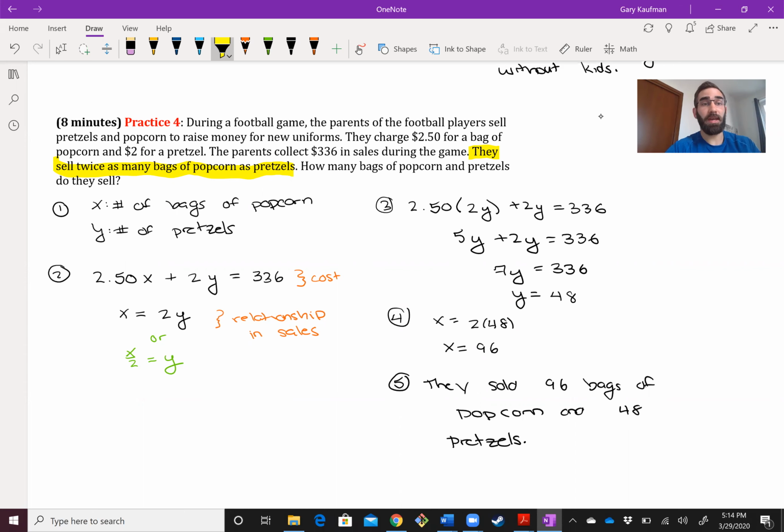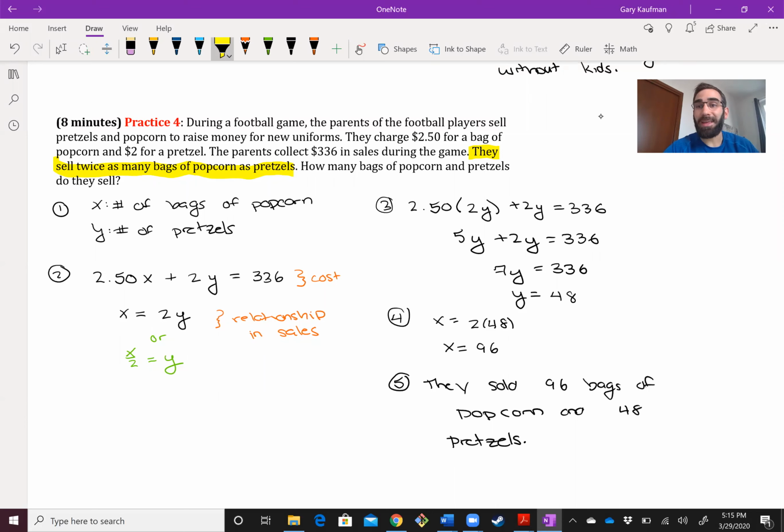Well, think about what's happening here. If they sell twice as many bags of popcorn, that means there has to be more popcorn. So that means we have to alter the pretzels by making them larger to get to popcorn, hence 2y, or go in the reverse, hence the green where I divided by 2. Then I used substitution. I used the black equation, and I got that y equals 48. I then used this to get 96.